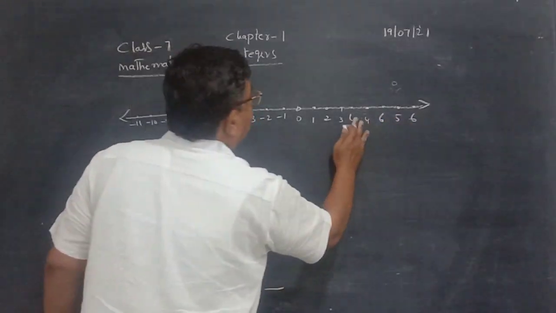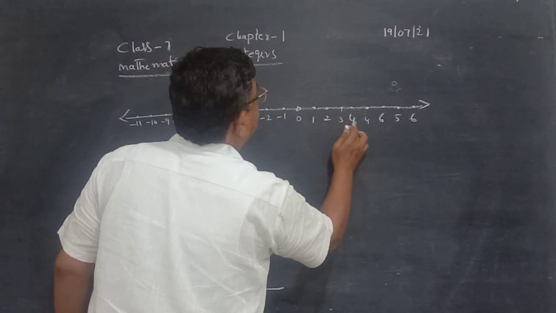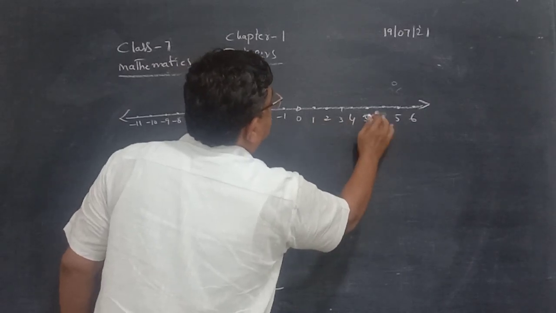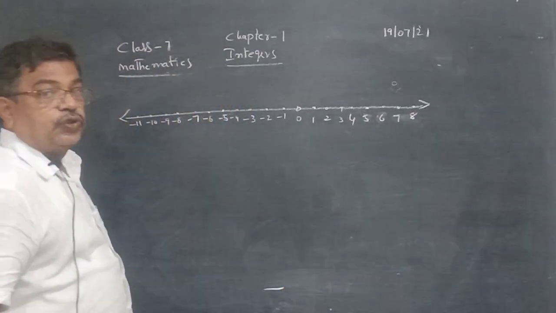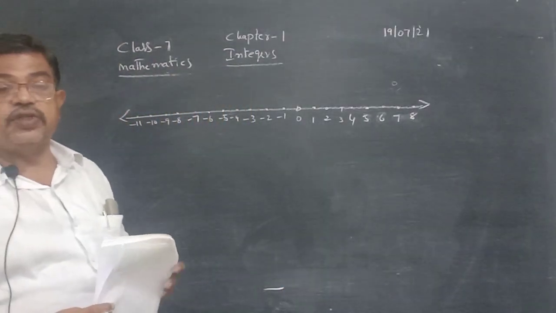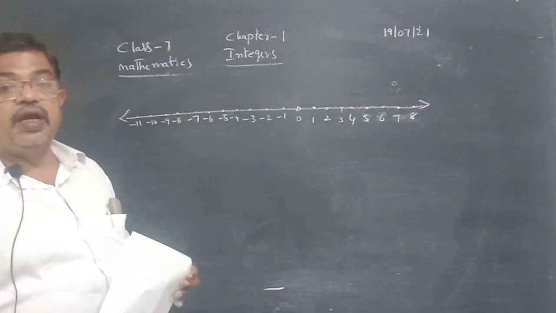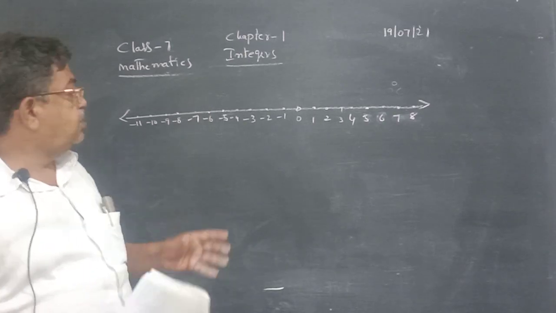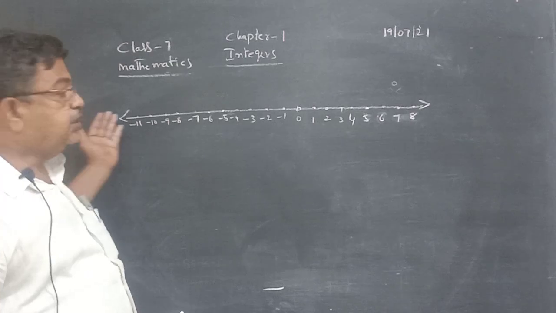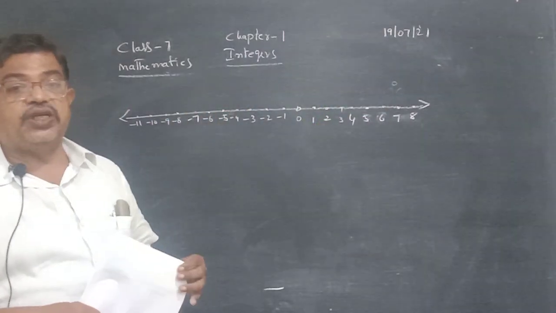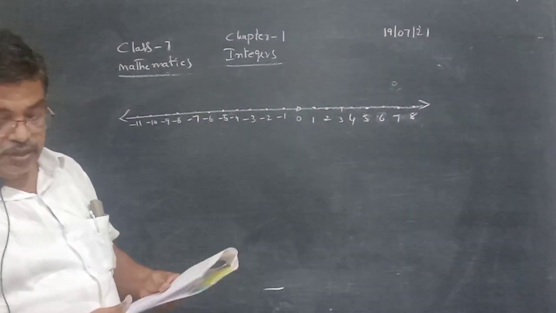Sorry, 1, 2, 3, 4 is given, this is 5, 6, 7, and 8. So we marked the integers with respect to the integers given on the number line. Already some integers are given. If you move to the left, you get negative integers. If you move to the right, you get positive integers. That you also have to observe.